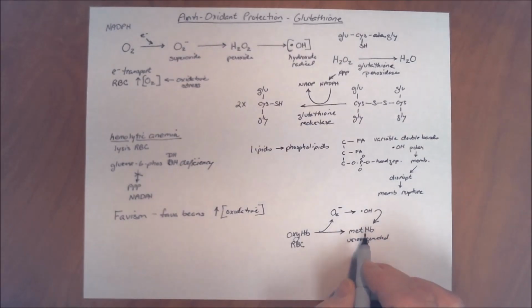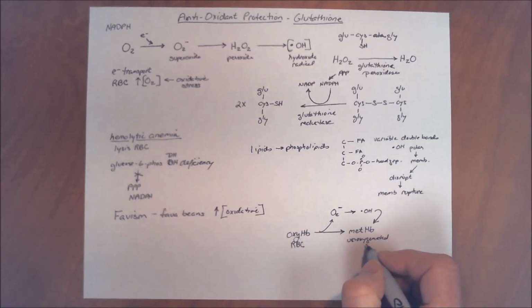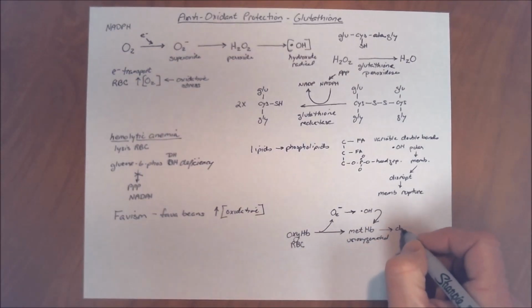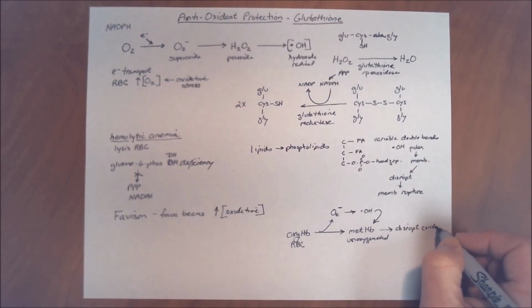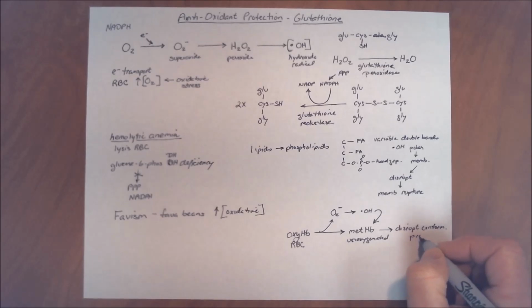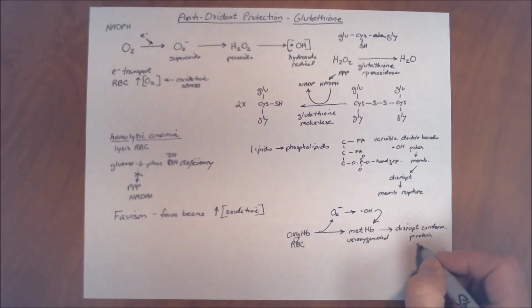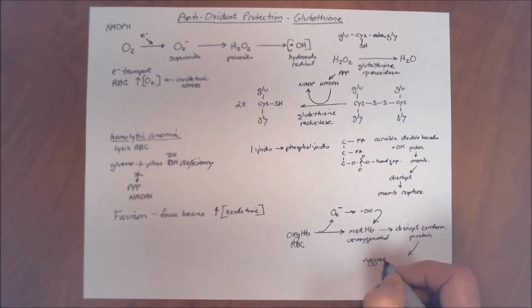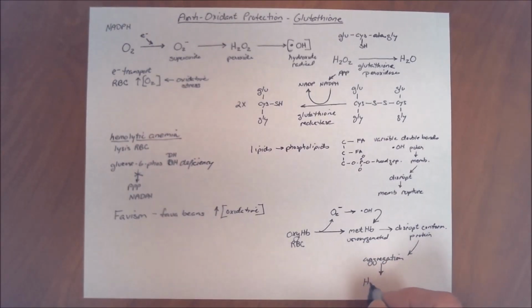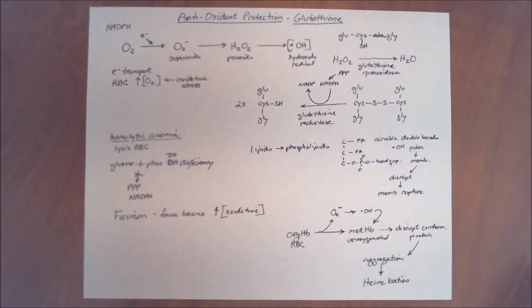By this covalent linkage of these free radicals, we now disrupt the conformation of the protein, which is methemoglobin. Disruption of the conformation causes aggregation, and aggregation in red blood cells will lead to the Heinz bodies, which are insoluble aggregates of hemoglobin due to the oxidative stress and oxidative damage.